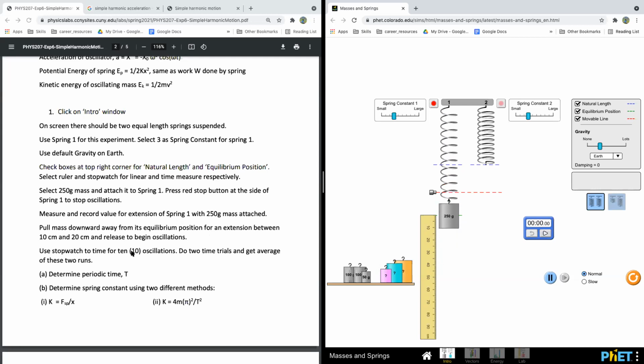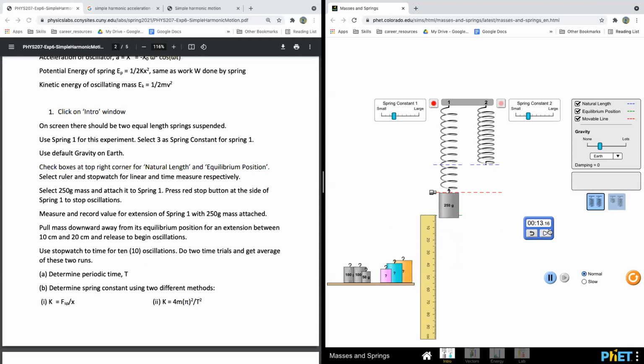Use a stopwatch to measure 10 oscillations. So you can count, let's say, when the weight goes up, then we start counting for 10 times. 1, 2, 3, 4, 5, 6, 7, 8, 9, 10. So it's like 13.16. Yeah. So this is for 10 oscillations, and you do 2 trials to get the average of these 2 rounds.